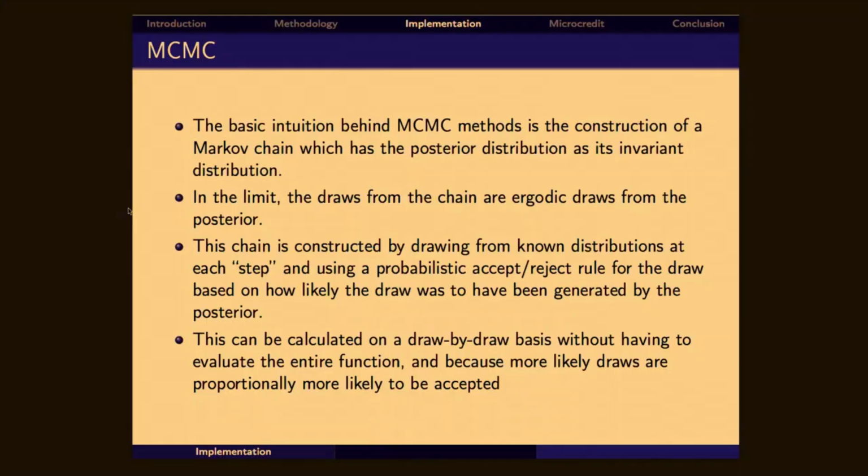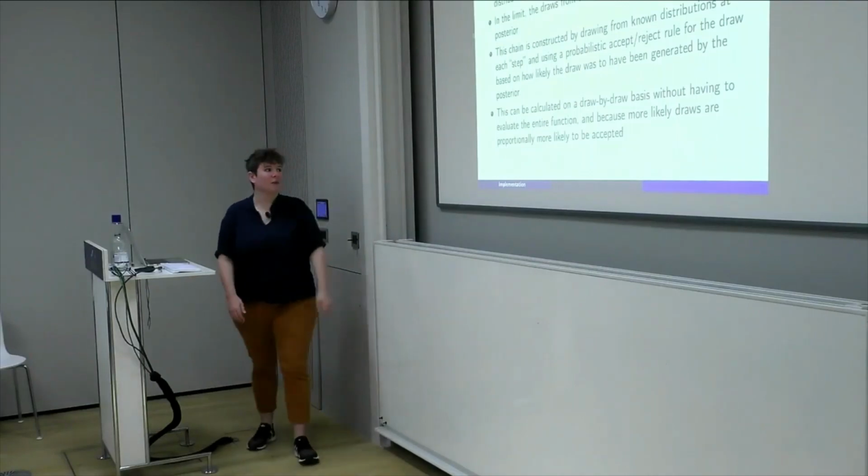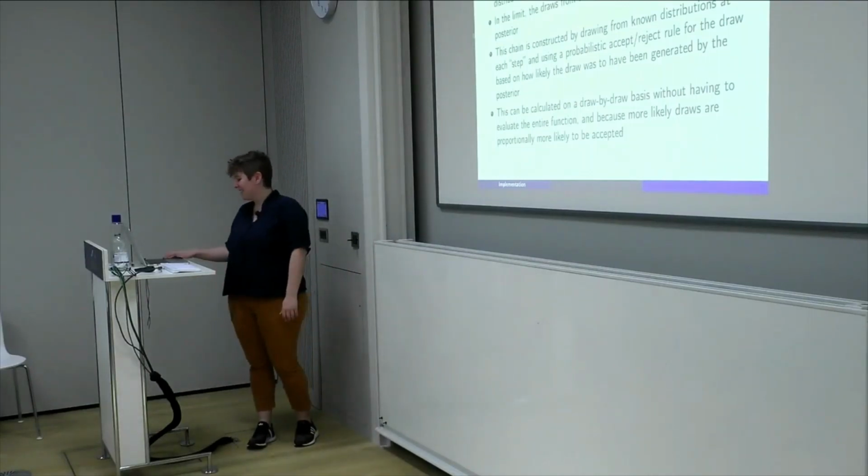So what Markov chain Monte Carlo methods do is they allow you to draw samples from a distribution that you cannot analytically characterize. The way they do that is by constructing a Markov chain which has the posterior distribution as its invariant limiting distribution. And so in the limit, the draws from the chain are ergodic draws from the posterior, so as good as IID in most cases. This is done using probabilistic accept-reject rules on proposal distributions. It's not rocket science. Well, it is rocket science, but you can do it on your computer now.